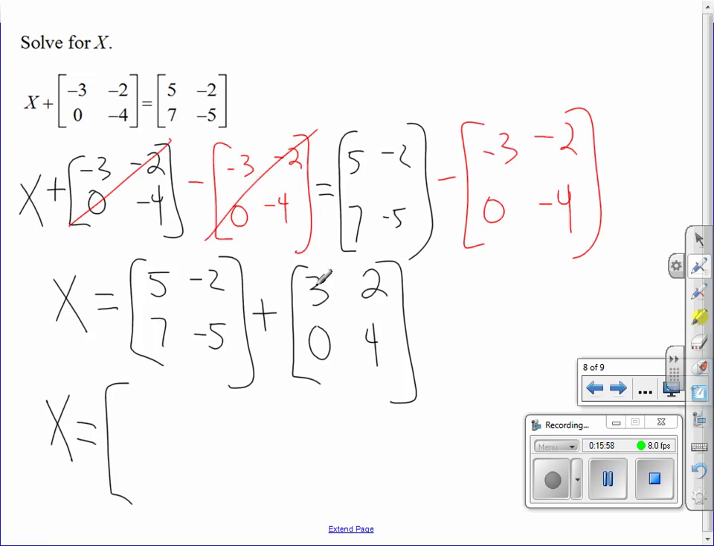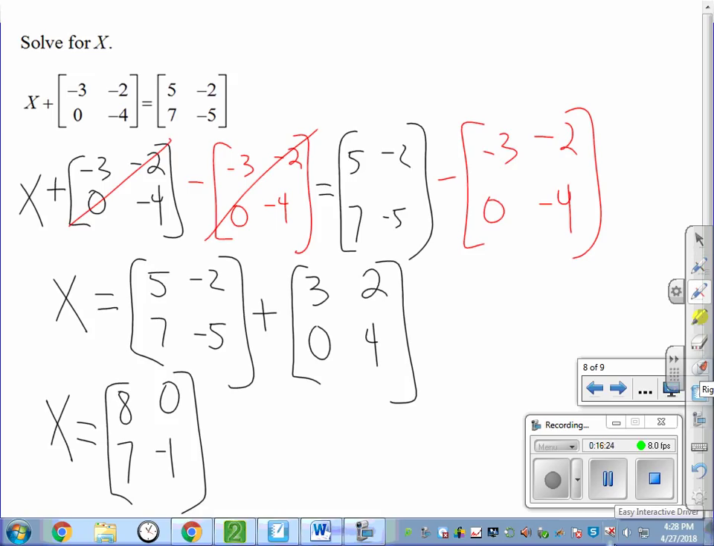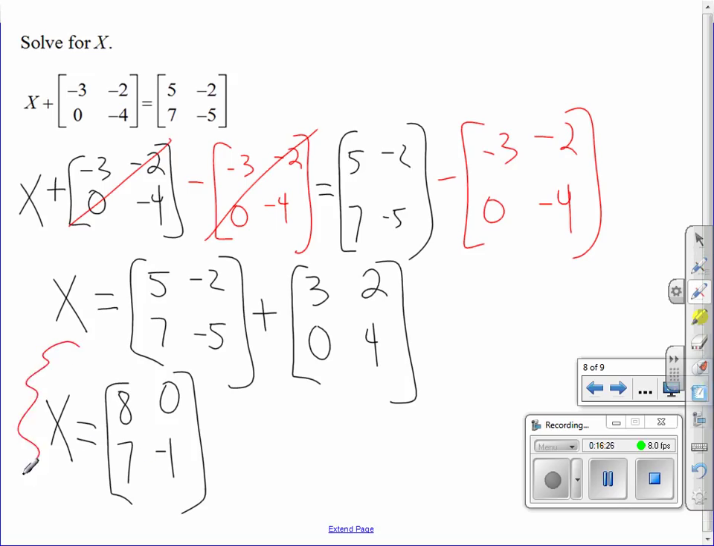5 plus 3, I get 8. Last time I checked. 7 plus 0, I get 7. Negative 2 plus 2, I get 0. Negative 5 plus 4, I get negative 1. All right, that's it. So we're finished. What this is saying is the matrix that I have to add to this matrix in order to get that matrix on the right is x equals 8, 7, 0, negative 1.